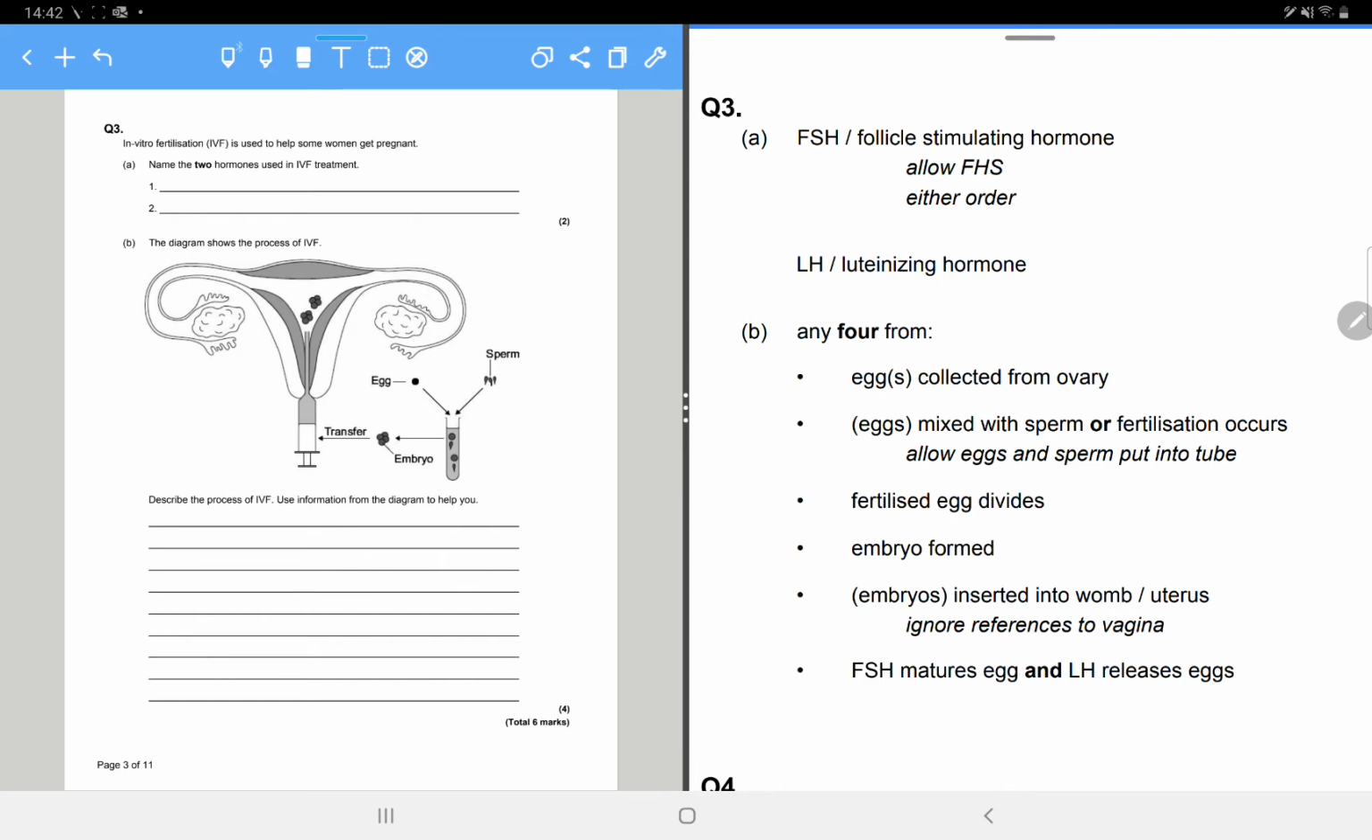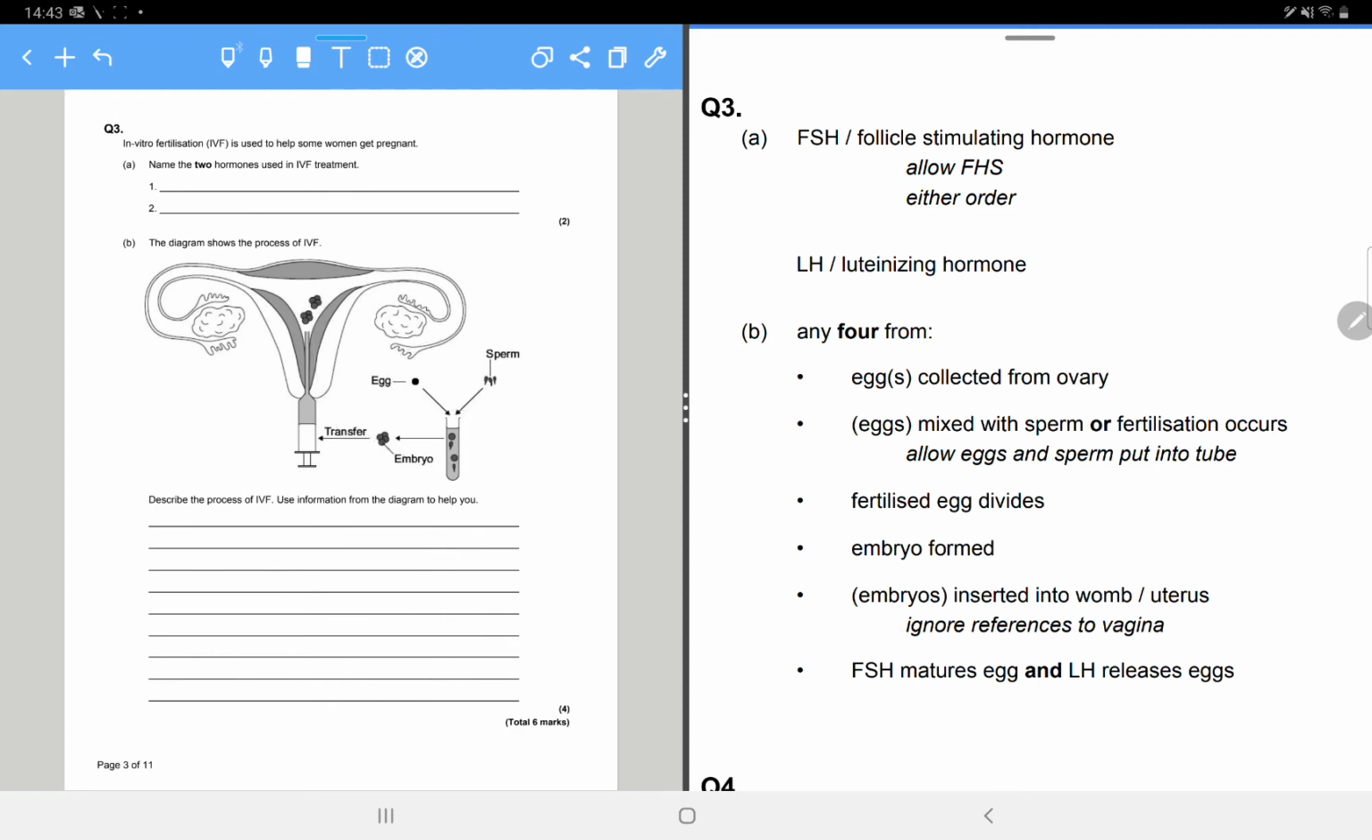So, if we look at the questions here, name 2 hormones used in IVF treatment. Well, they are follicle stimulating hormone, which matures eggs, and LH, which causes the release of eggs. Now, what we're going to try and do in IVF is allow the sperm and the egg to come together outside the body. And then we are going to fertilize them together and then put them inside the uterus.